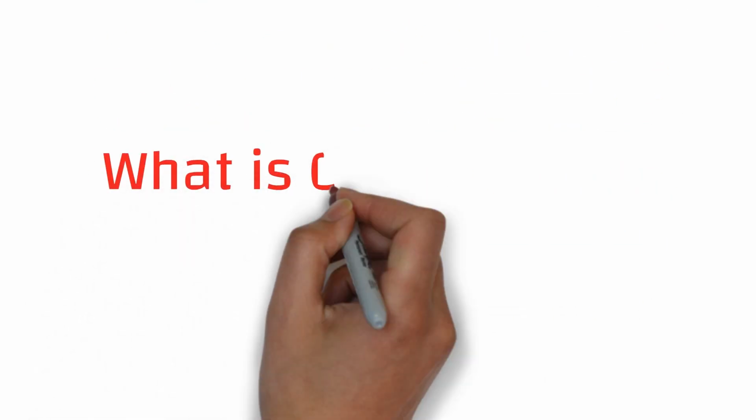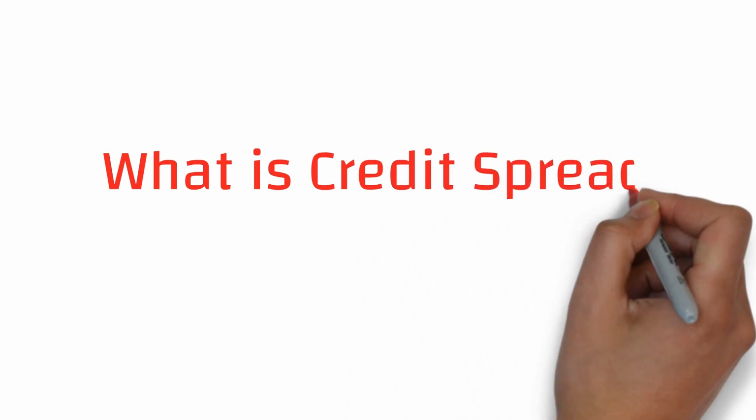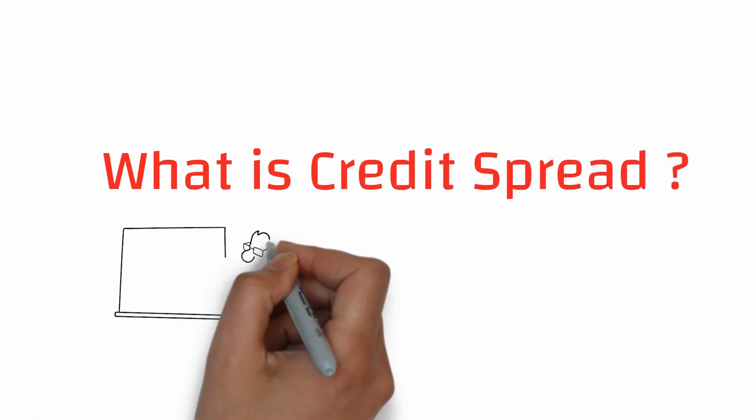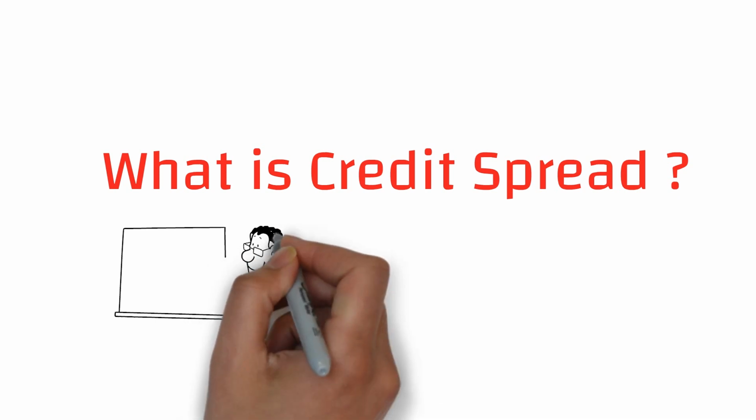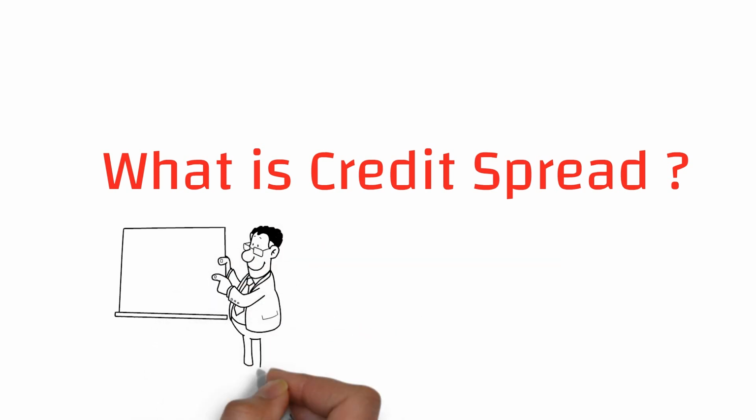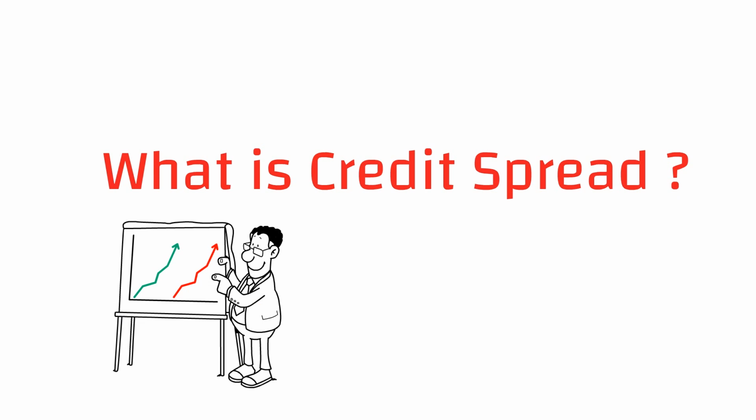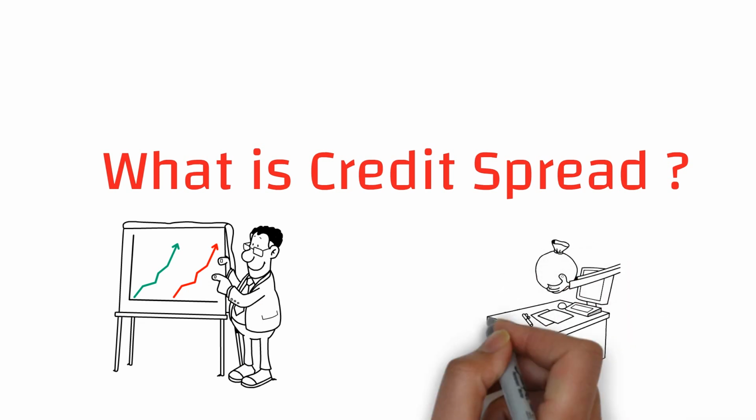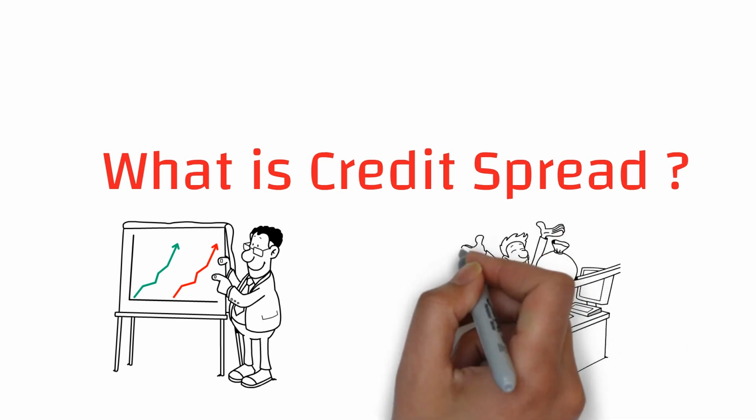What is a credit spread? On the other hand, a credit spread involves selling an option and simultaneously buying an option of the same type, either both calls or both puts, with the same expiration date but at different strike prices. The premium received from the option sold is higher than the premium paid for the option bought, resulting in an initial cash inflow, credit.